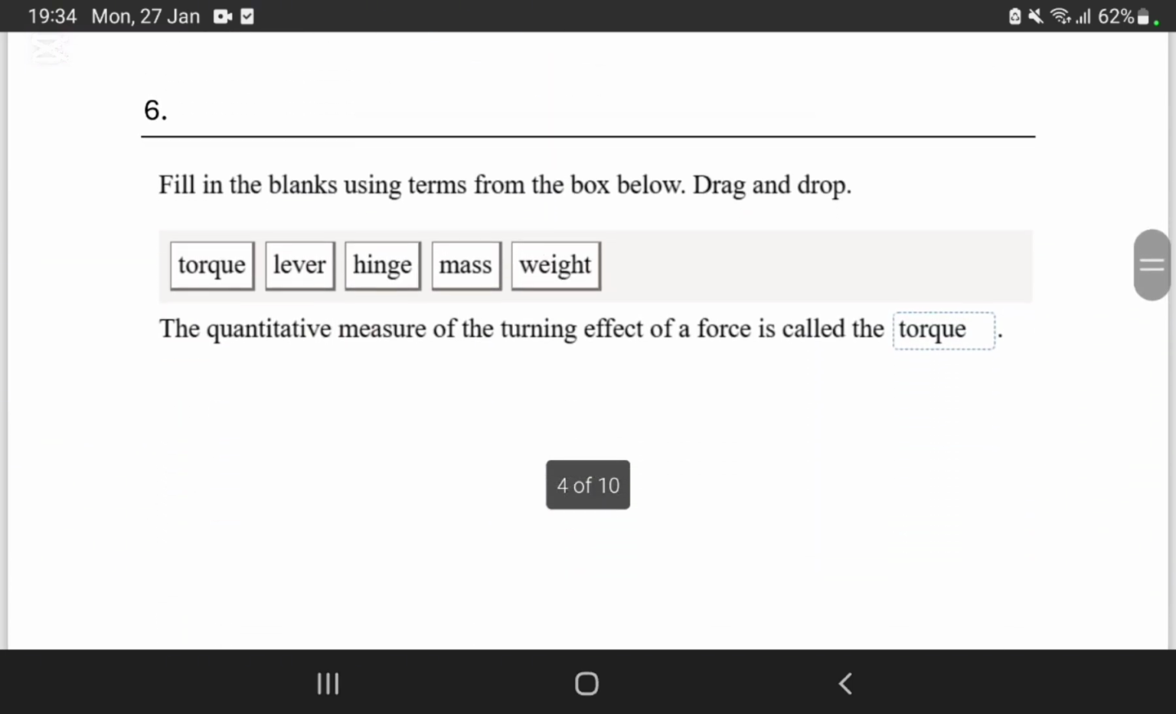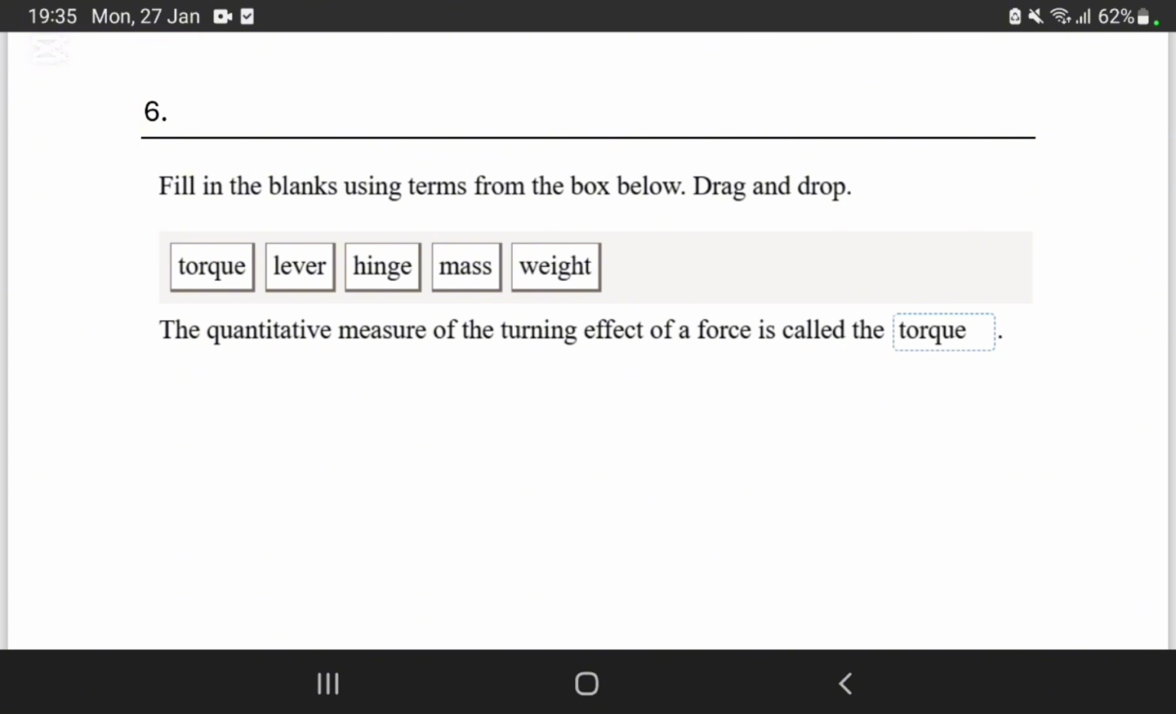Number 6. The quantitative measure of the turning effect of a force is called the torque. This one we're going to have to memorize. It's either called the torque or the moment of a force.